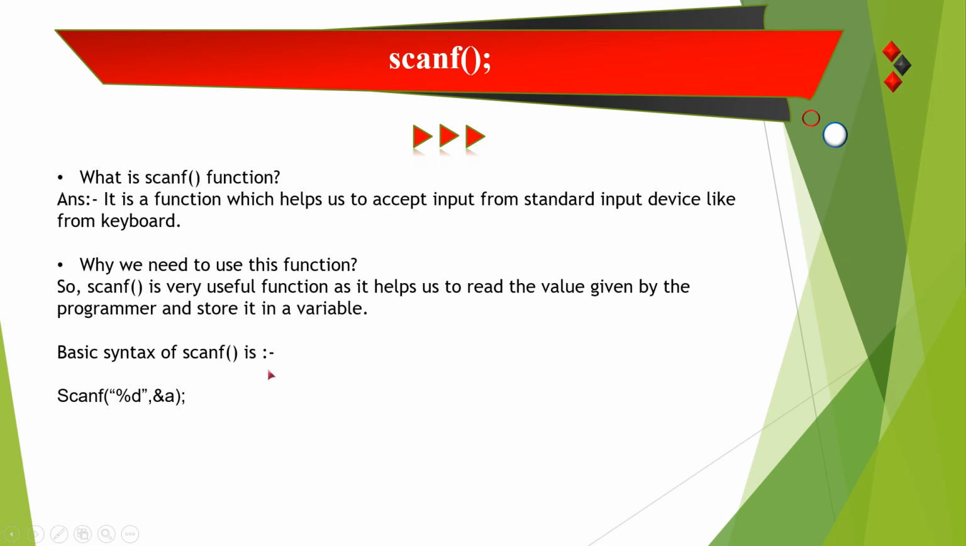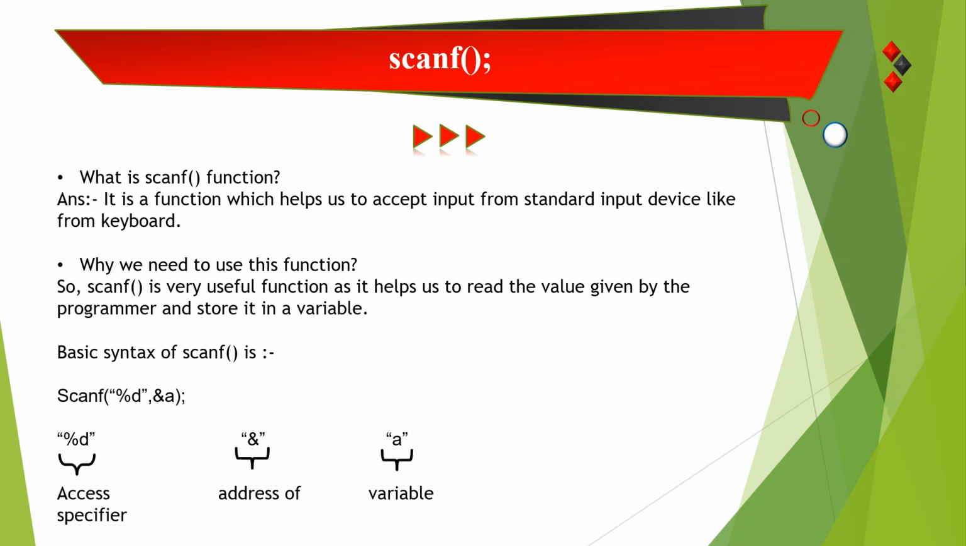Scanf works as scanf percent d ampersand a. And what are percent d and ampersand a? Ampersand means the address of, that is given by the AND symbol. Percent d is the access specifier for the variable a. If the variable is an integer, the access specifier will be percent d. If the variable is a float, the access specifier will be percent f. And if the variable is a character, the access specifier will be percent c. And the ampersand signifies the address of, and a is the variable.